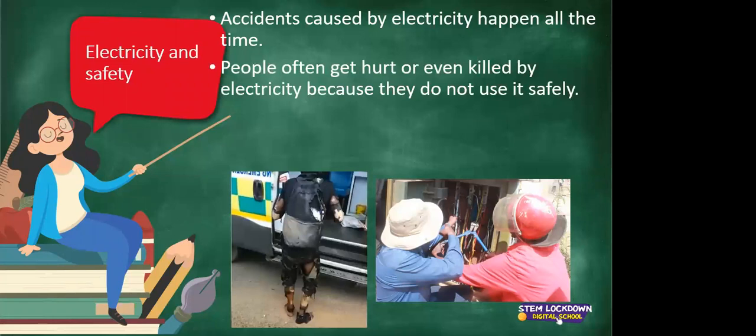People often get hurt or even killed by electricity because they do not use it safely. In the picture on the bottom right, there are two people who don't even have rubber gloves on their hands, cutting things off, obviously maybe trying to connect their own cables to supply their homes or businesses with electricity. So it's very, very important to stay safe and avoid such things. All right, Tristan, I see you got your hand up.